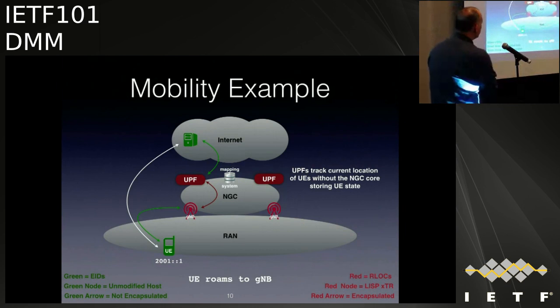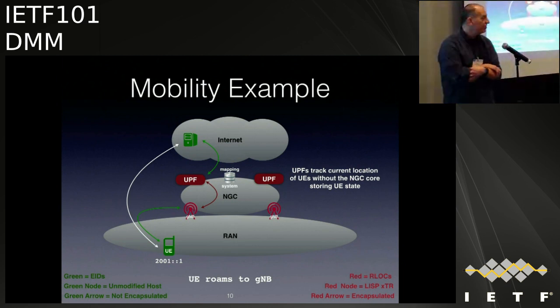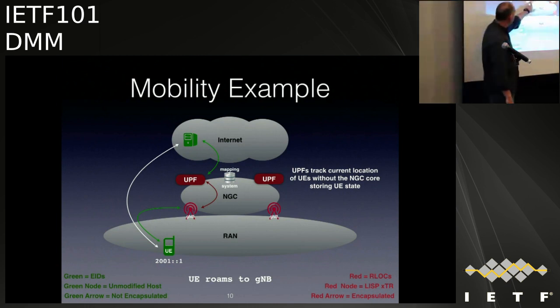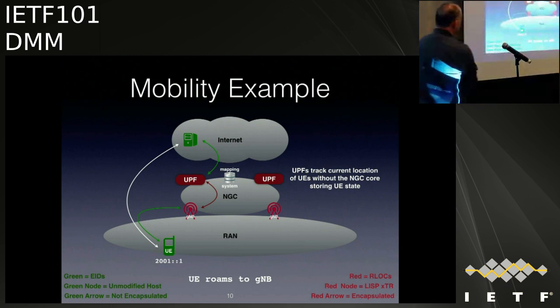Okay, this is going to show you the mobility case. What we're showing here is that the UE is talking to a server, and the UE is going to move over to the next G-Node B. So as we showed before, we just do the encapsulation here, and then decapsulate and send it to the server. Go ahead, tap it.